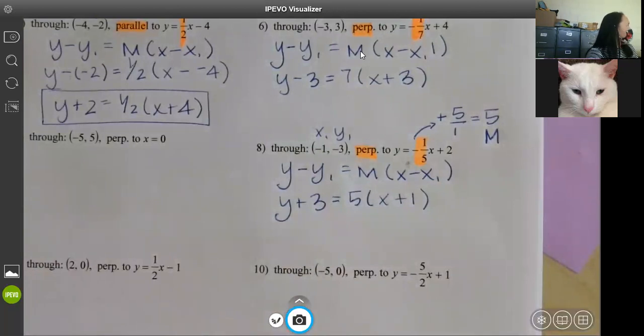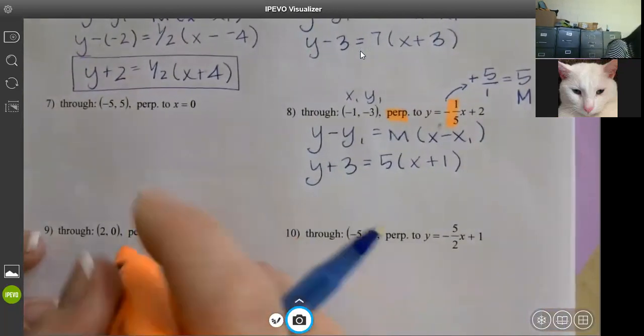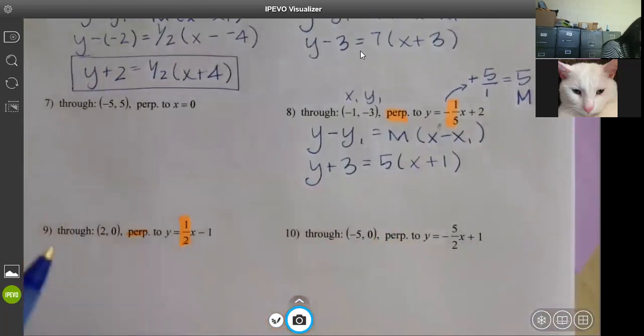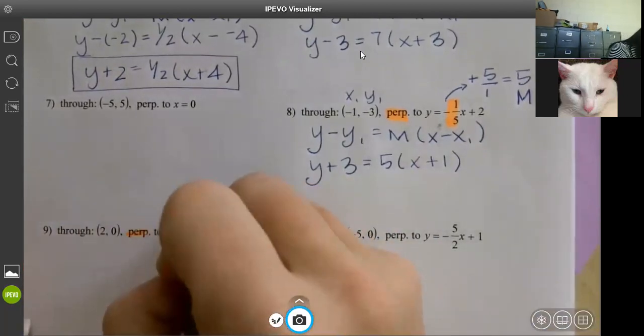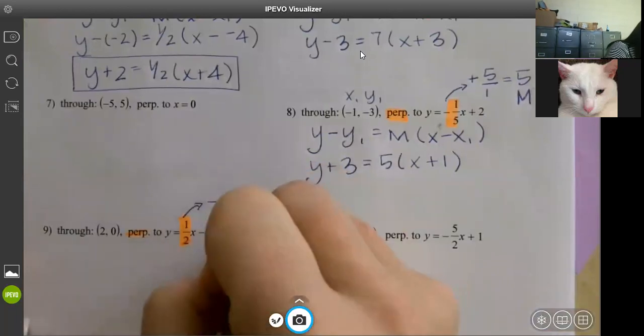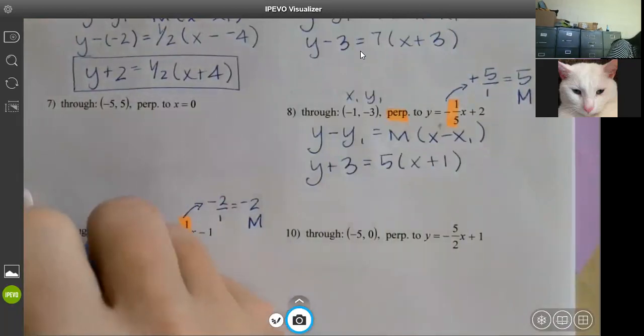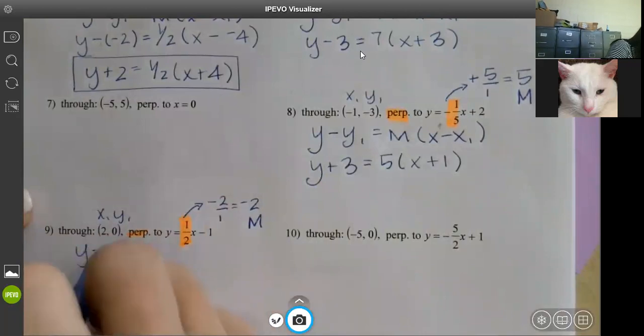Are you still trying to tell me number 7? Okay, number 9, check it out. Perpendicular. Just worried about our slope. A negative 2/1 or just negative 2. You're doing fine. This is your x1, y1.